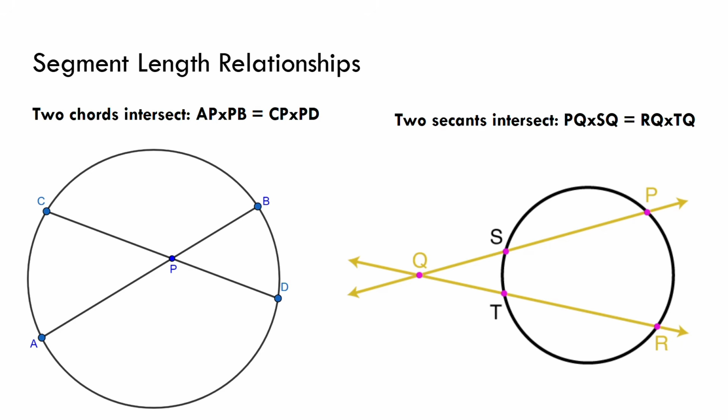Okay, so when two chords intersect, when you multiply AP by PB, it is equal to CP times PD. And when two secants intersect, PQ times SQ, this line segment times the smaller line segment, is going to be equal to RQ times TQ.